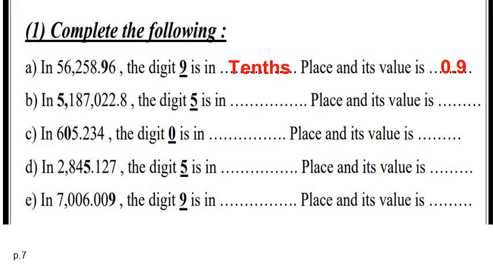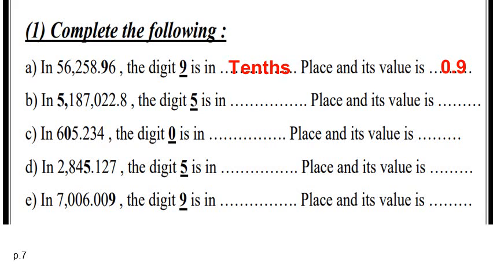In letter B we have 5,187,022 and 8 tenths. We have here the digit 5 is in dots place. What is the place value of 5? Let's see here. We have the decimal point. So we are in the whole part.